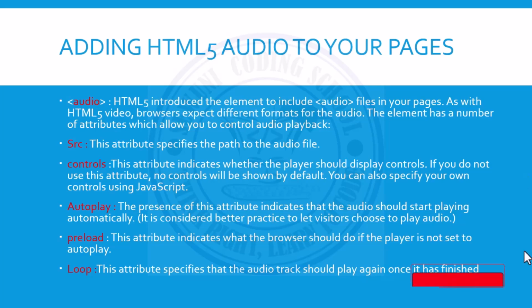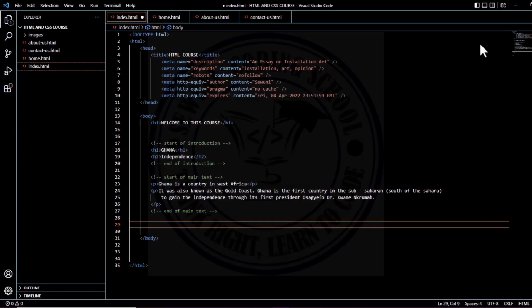Let's go into our text editor, add a video. Okay, and then you are going to see all those attributes in action, and then also add an audio. So without wasting much time, let's go into our text editor. Before we can add video, like I said, we want everything to be organized.